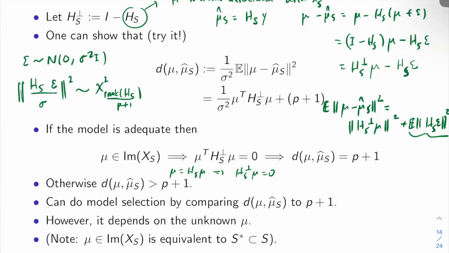So that was quick, but if you think about it, you can see. If the model is adequate, you get p plus 1. If it's not adequate, you get something bigger than p plus 1. And this allows you to decide. The only issue is that, first, we don't know sigma squared, which we usually know how to deal with. Second, this is an expectation, this is not the population version. And I don't know mu, so I can't calculate this distance.